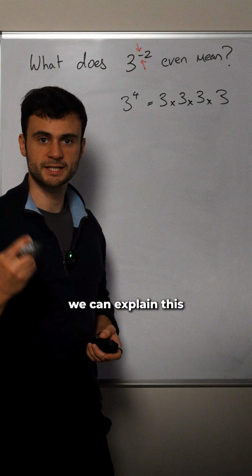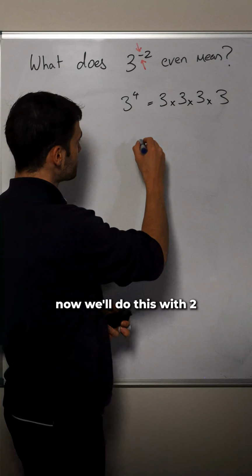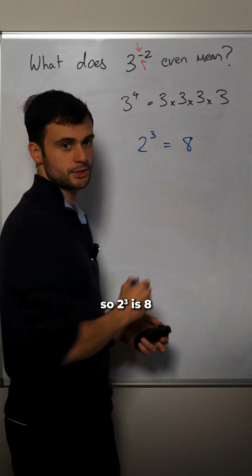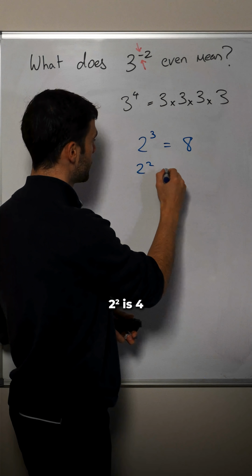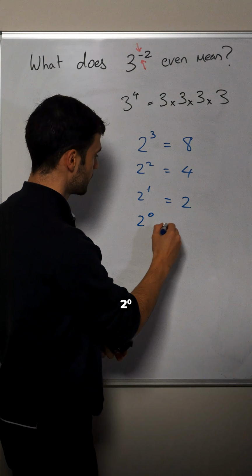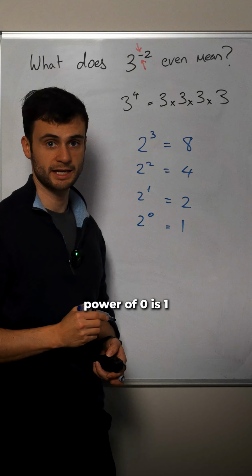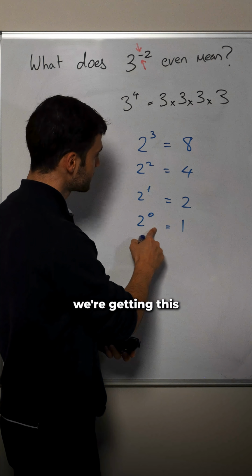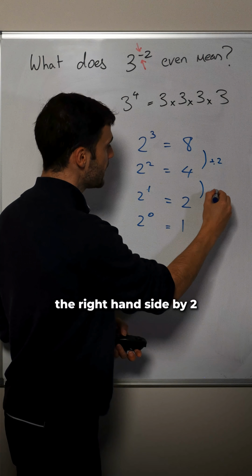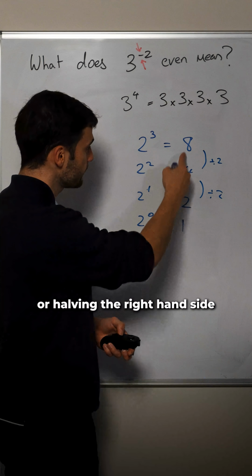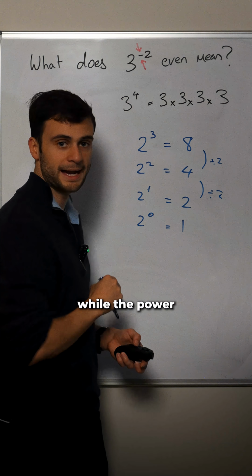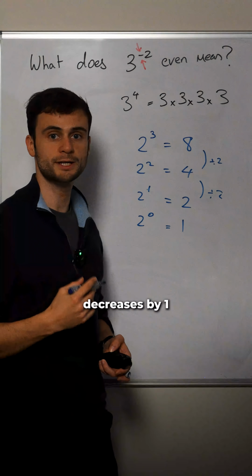The way that we can explain this is by looking at a pattern. Now we'll do this with 2, but we could do this with any number. So 2 cubed is 8, 2 squared is 4, 2 to the power of 0. And this is also kind of an explanation why anything to the power of 0 is 1. The way that we're getting this is that we're just dividing the right-hand side by 2, or halving the right-hand side, while the power on the left-hand side decreases by 1.